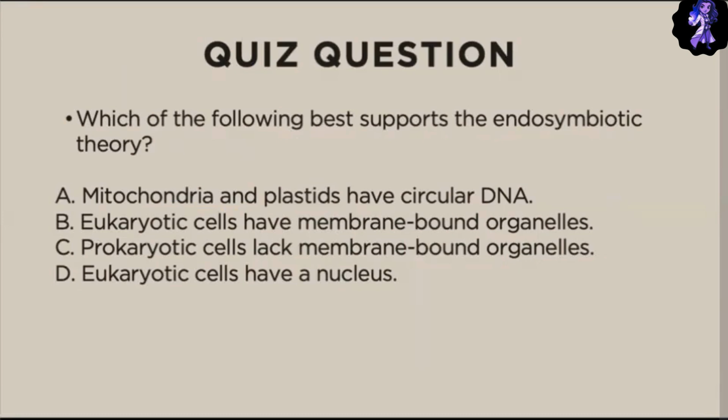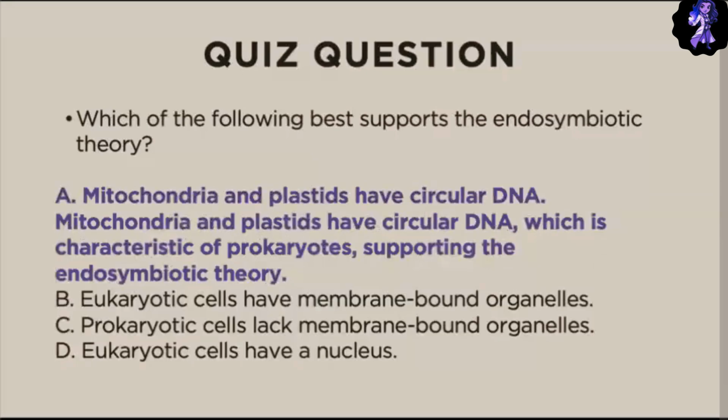This is a very unique question because we know that eukaryotes do have membrane-bound organelles and C, prokaryotes lack membrane-bound organelles. And then we also know that eukaryotes have a nucleus. We also know that the nucleus is a membrane-bound organelle, so it seems like B and D are very similar answers. However, we do know that there is DNA in mitochondria and plastids that is very unique to any cell, and so that would be the best answer because the DNA itself is very similar to prokaryotes and supports the endosymbiotic theory. Granted, the choices B, C, and D are correct.